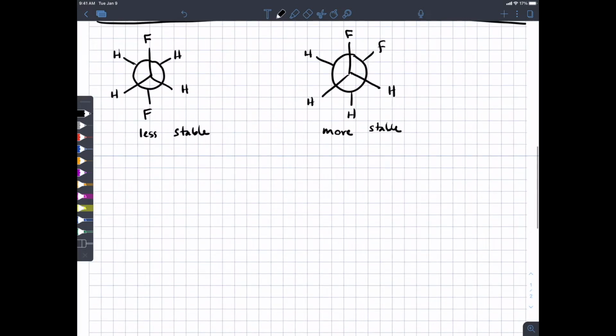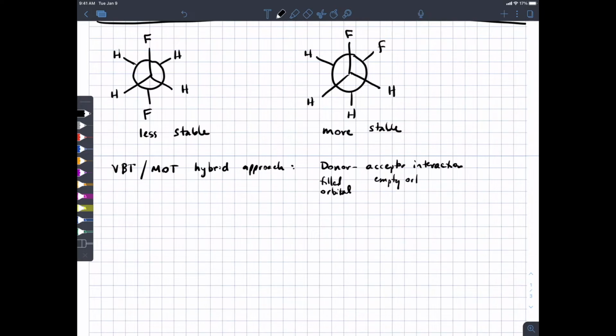In order to do this, we need to review a concept from valence bond theory, but we're also going to consider MO theory as well. We're going to use a hybrid approach, and we're going to talk about what are sometimes called donor-acceptor interactions. That's interactions between a filled orbital in the molecule at one location and an empty orbital in another location. Sometimes it's called hyperconjugation.